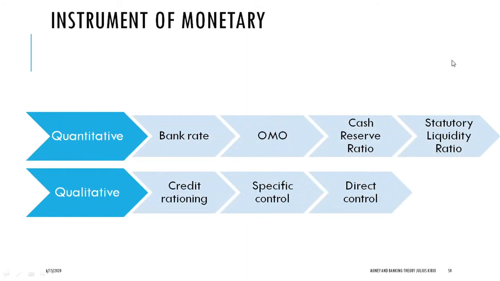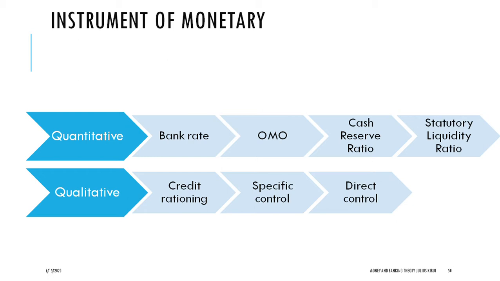So we are moving now to the instruments of monetary policy. In the instruments of monetary policy, we have two critical measures, or instruments, or weapons. Number one weapon is quantitative. In quantitative, there are 4 types of instrument: bank rate, open market operation, cash reserve ratio, statutory liquidity ratio. So these are the quantitative measures or weapons.